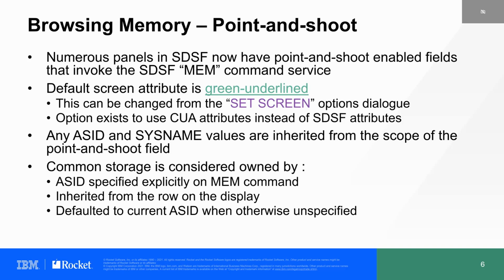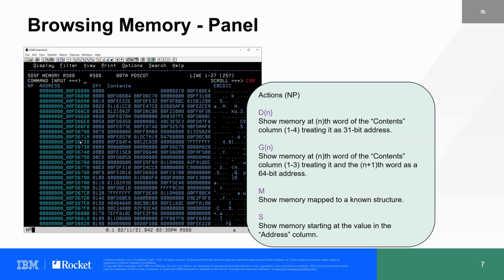So this is what it looks like if you do a mem command here. I do believe this is looking at the CVT. On the title line, you've got your local system and your system pattern. You then have the ASID and the job name of the storage that you are looking at.